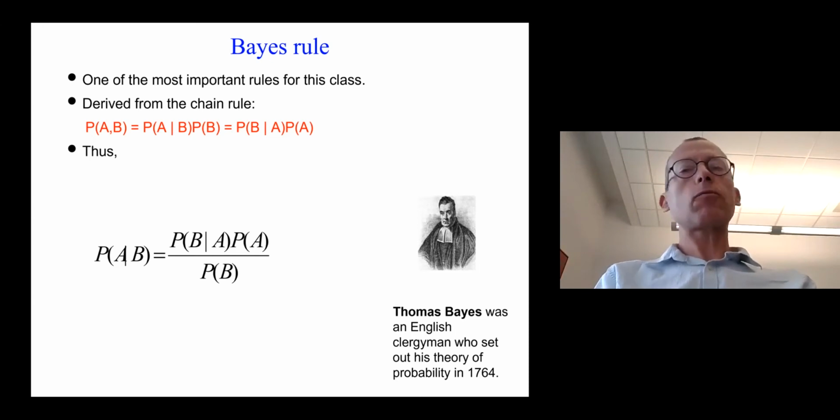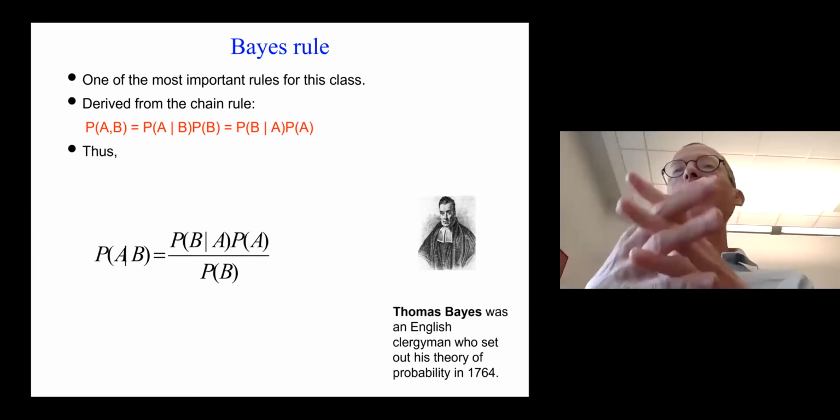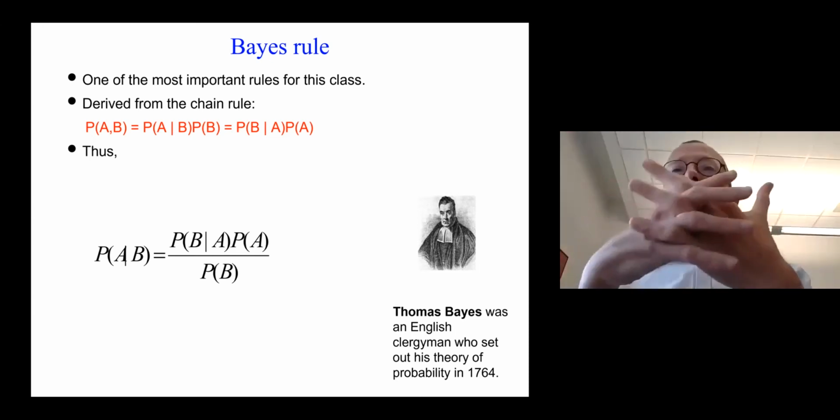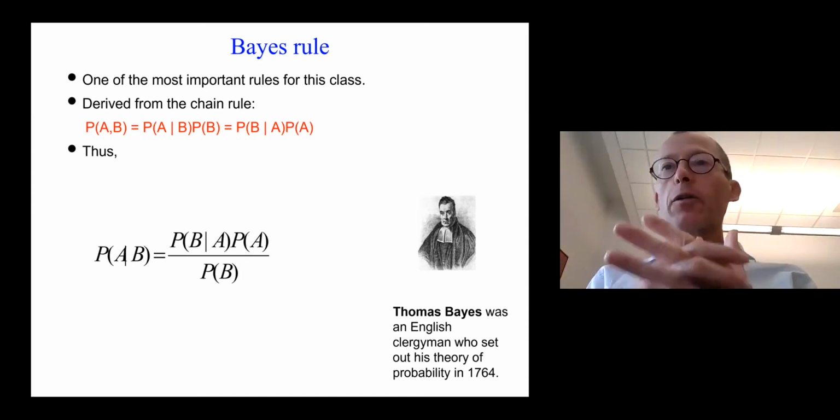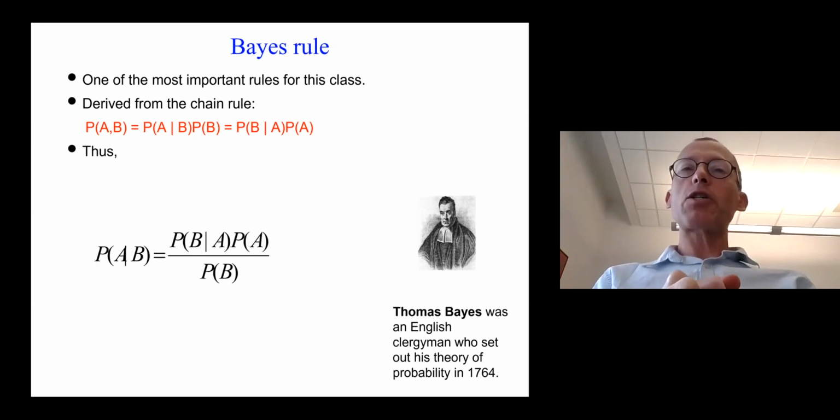So this is called Bayes rule. You can see it in the names: naive Bayes, Bayesian networks. There are several algorithms in machine learning that use this rule quite heavily.